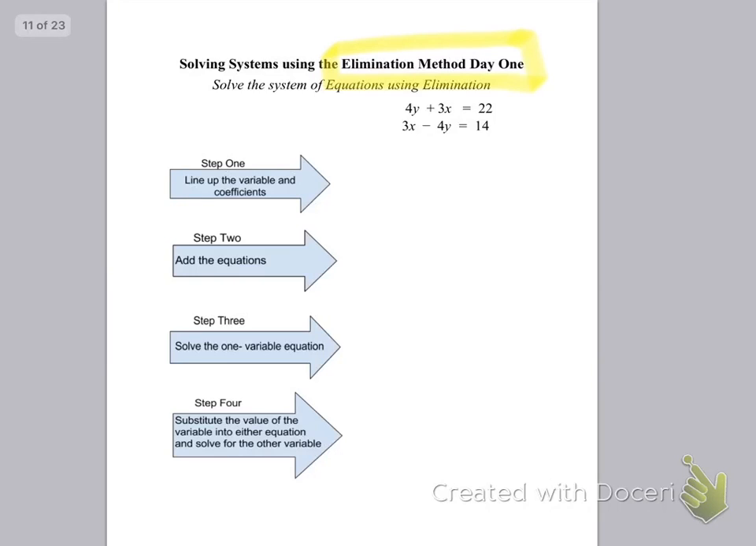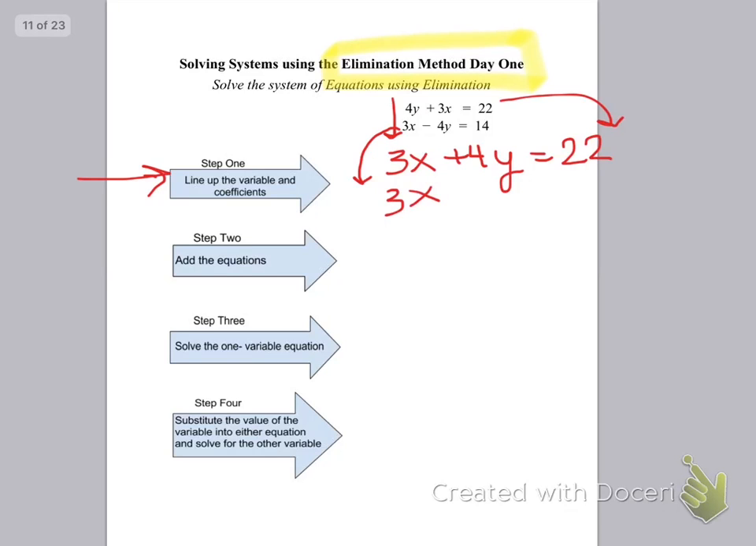So I've got the steps lined up on the side, and step one is to make sure that the variables line up. So if you look at our two equations, you can see that y and x are above each other. Well, that's not the case. I want x and x to be above each other. So I'm going to put 3x plus 4y equals 22 for my first equation. My second equation, I'm just going to rewrite that one because now my 3x and my y's are in the same spot. So that's my step one.